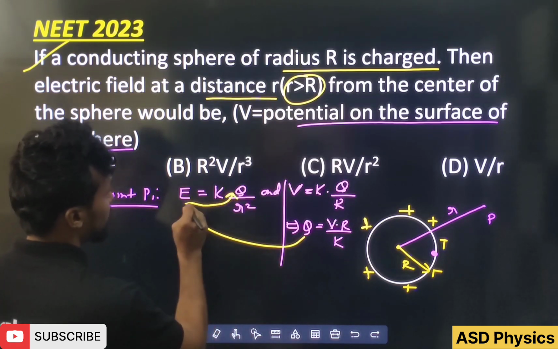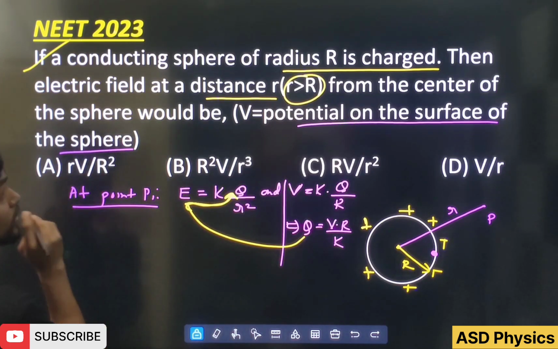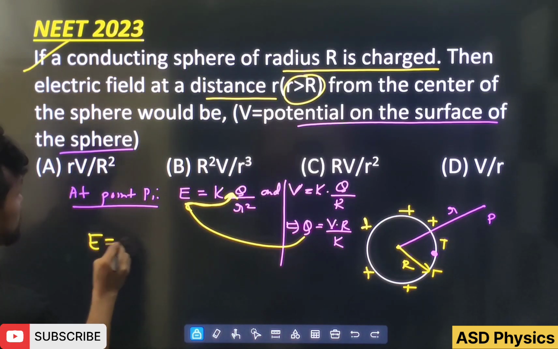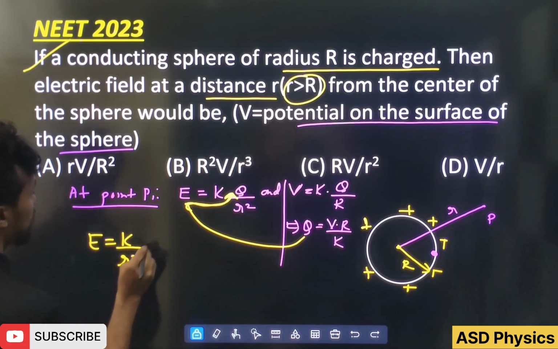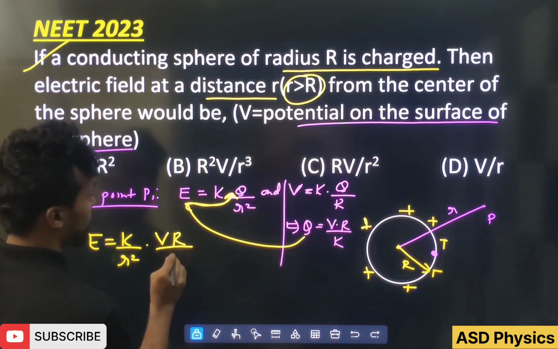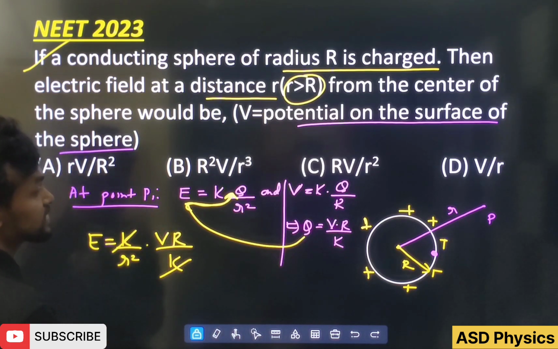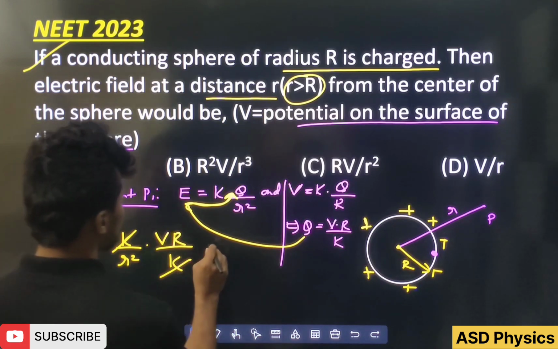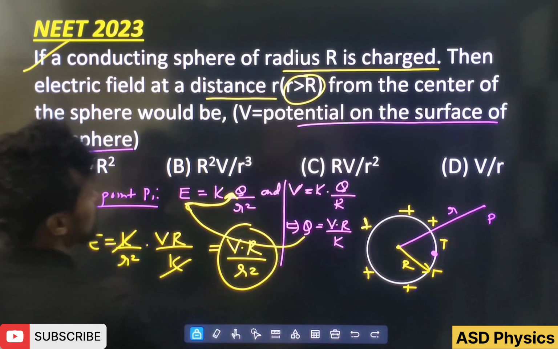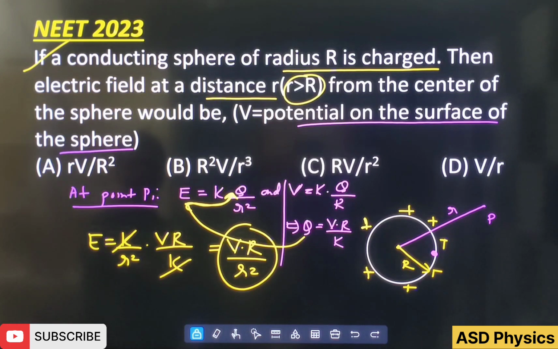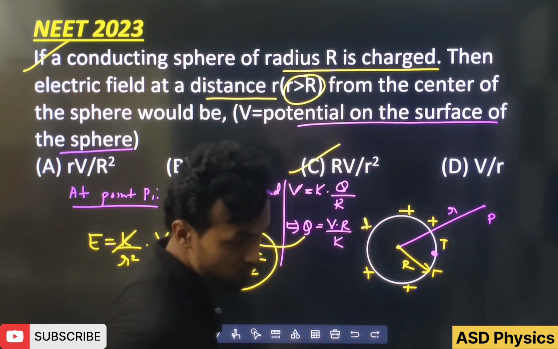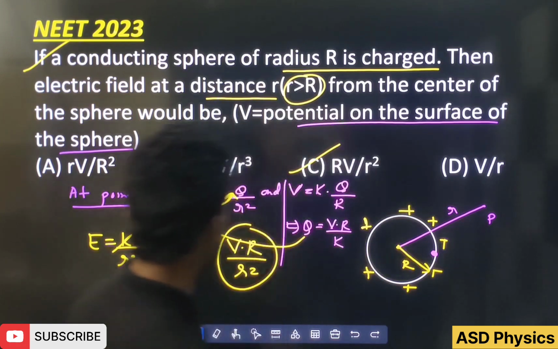In the question they are asking electric field. So E equal to K into Q by r square, and the Q value is VR by K. So this K and this K cancel. That means this is coming V into R by r square. Check the option: V into capital R by small r square. So the correct answer is option C.